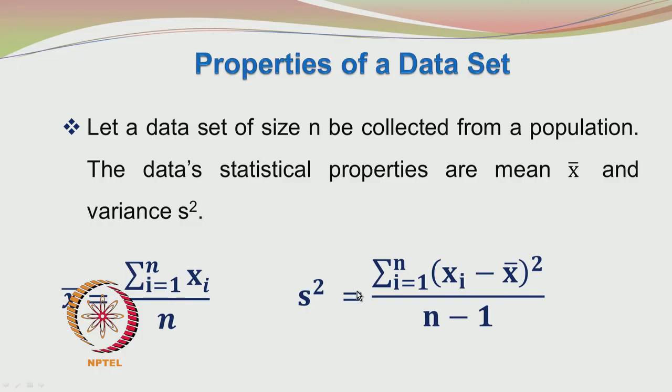The sample mean is the arithmetic mean, and we just sum all the data point values and divide it by the number of data points. The s squared is the sample variance, which is defined in terms of the deviation from the mean, the deviation of each and every sample data point from the mean, and that is squared and then added, and after that we divide by n minus 1.